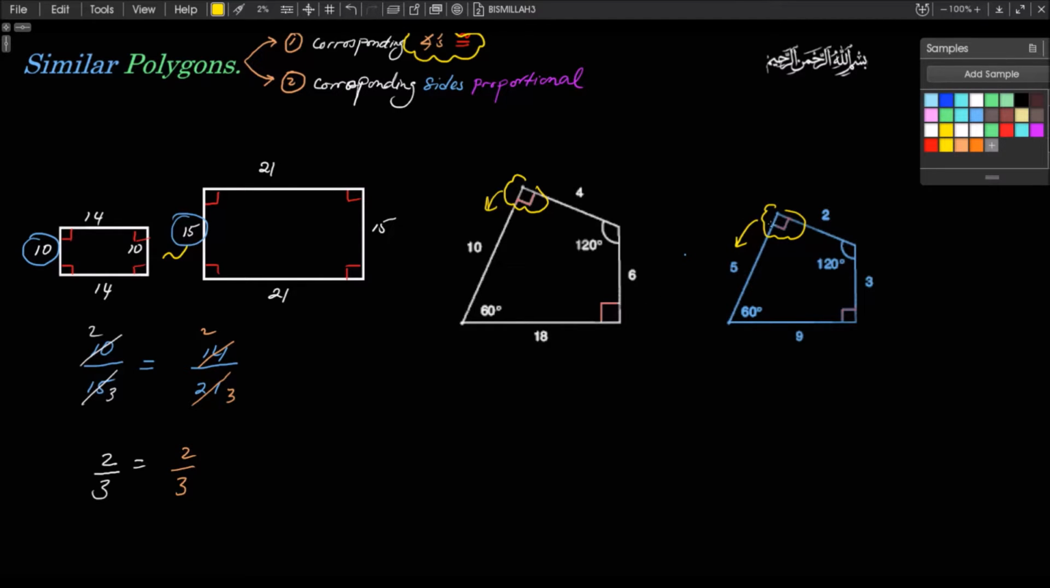Okay, so then 90 degrees and then followed by 60 degrees. Okay, got that. And then followed by another 90 degrees. Got that. And then followed by another 120 degrees. Okay, got that. So that checks out. So all the corresponding angles are congruent.